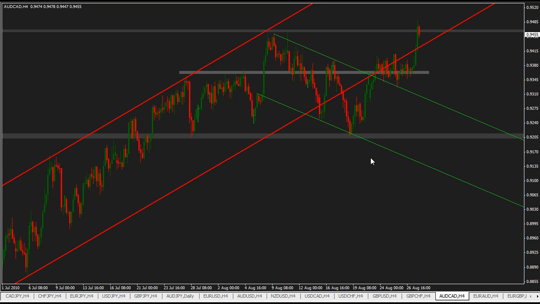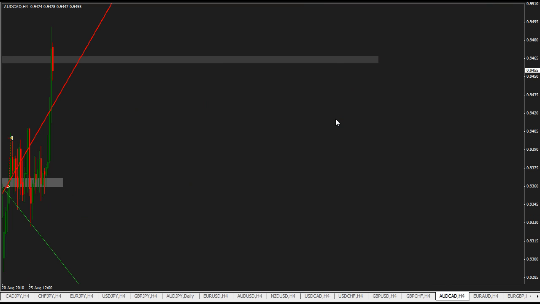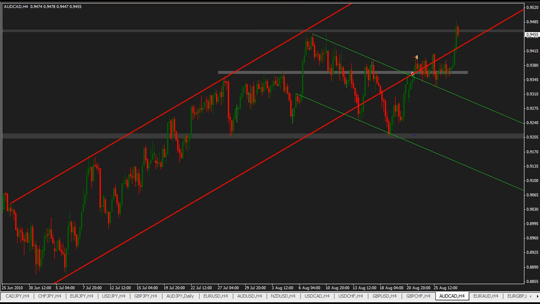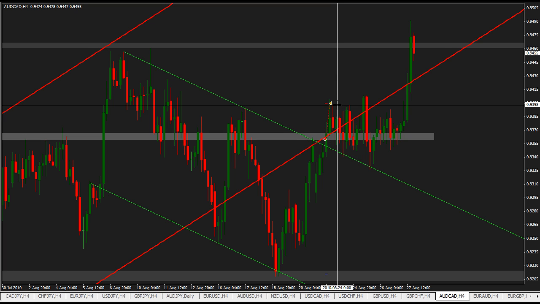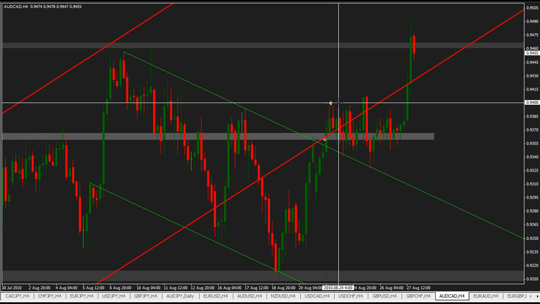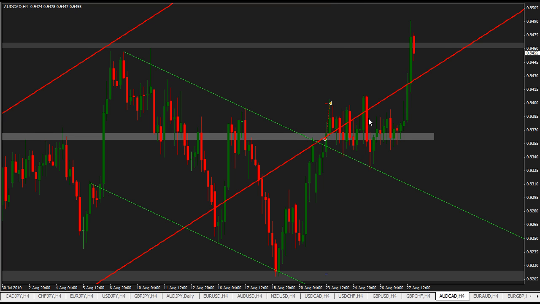Alright, so let me drag the closed position onto the chart. Most of you already know this, but after your position is closed, MetaTrader allows you to drag it onto your chart so you can see what you did. Alright, so as you can see, I took the short position right here and got stopped out at this high right here.